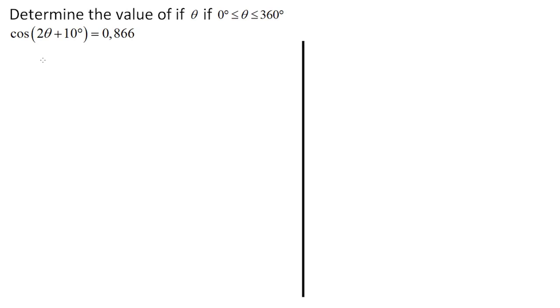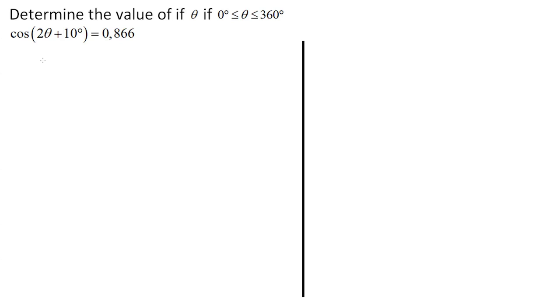Now we move on to the solving of trigonometric equations. Let's consider the first example. Determine the value of theta if 0 degrees is smaller than or equal to theta, which is smaller than or equal to 360. That means that the angle values of theta must be between 0 degrees and 360 degrees.